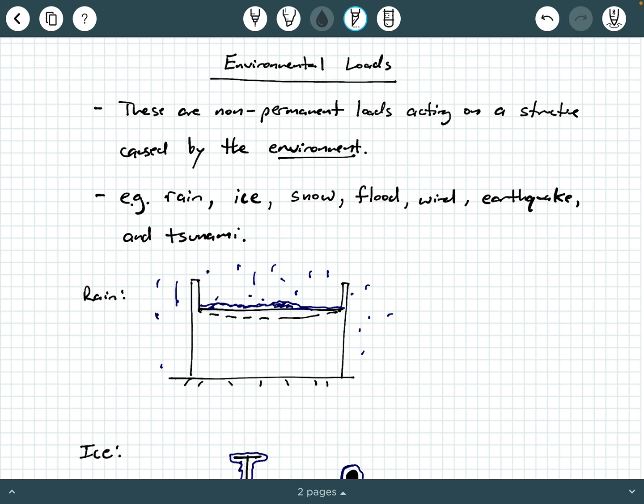But as far as structural engineering and structural analysis, it's good to be at least somewhat aware of all of them. So that's going to conclude this brief introductory video on environmental loads.